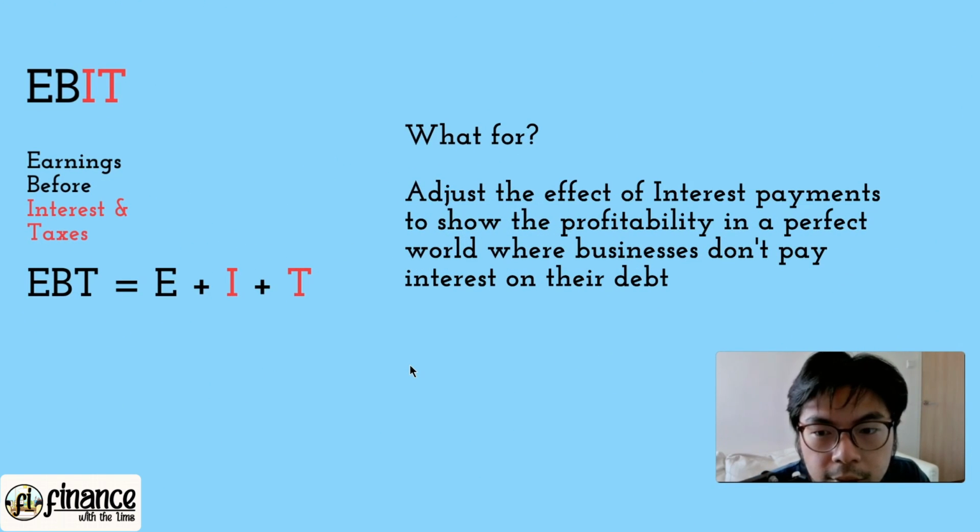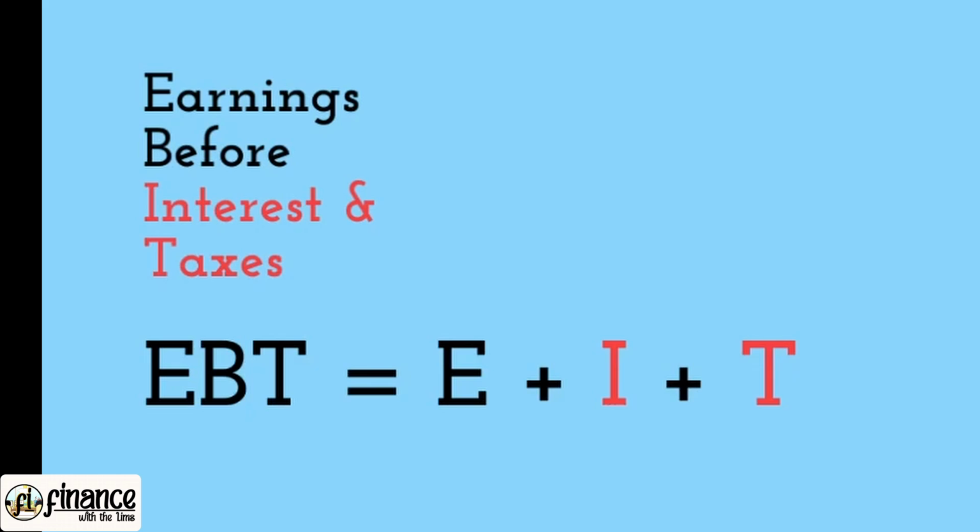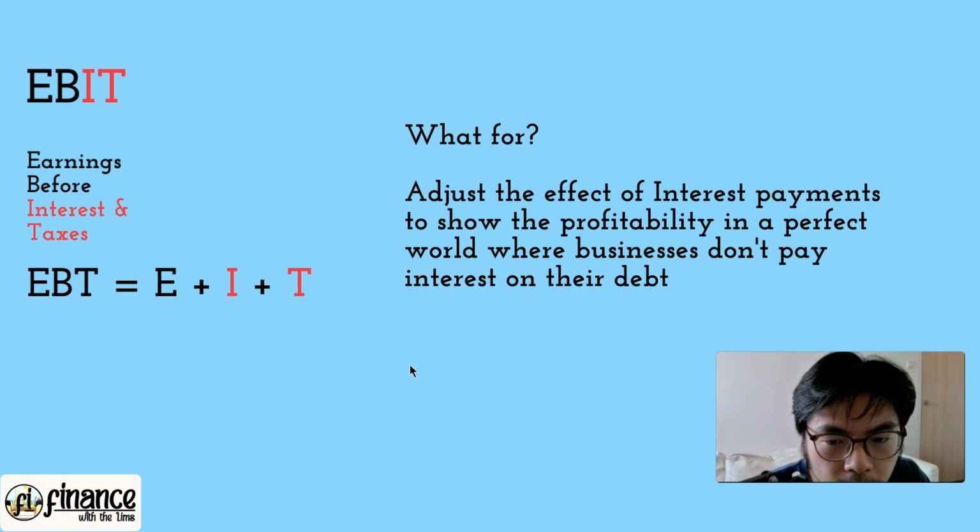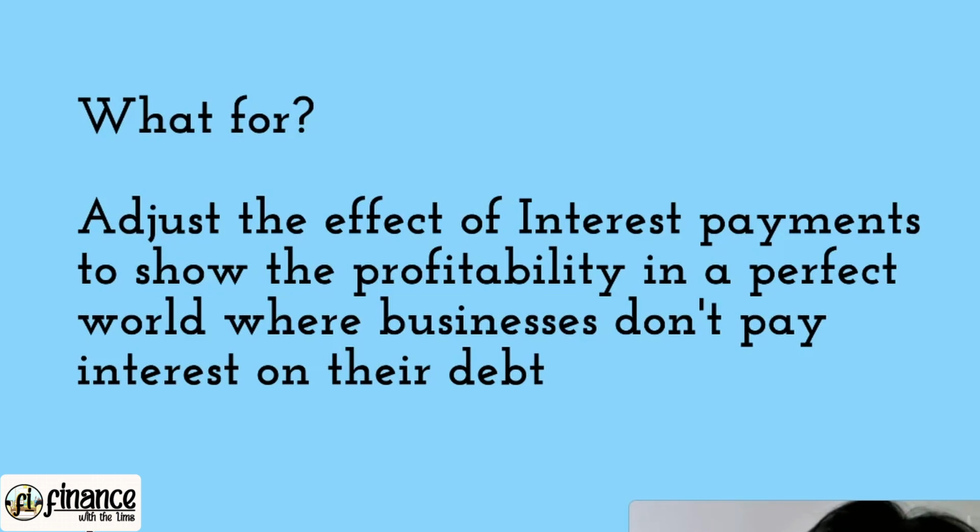What about EBIT? So EBIT stands for earnings before interest and taxes. And what this is, it takes the earnings and adds back the interest and taxes that were deducted. So what it is for is to adjust the effect of interest payments to show the profitability in a perfect world where businesses don't have to pay interest on their debt.